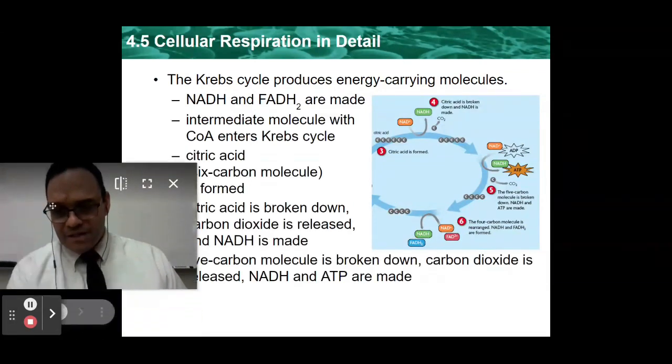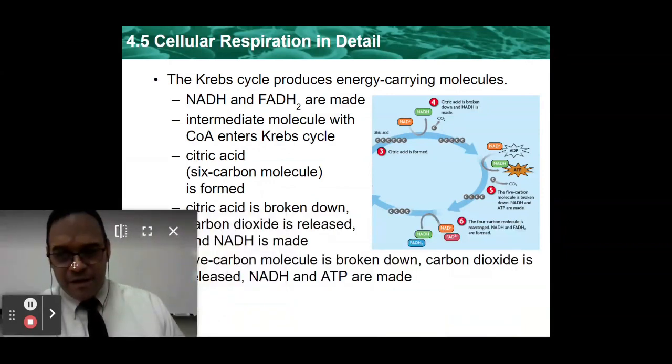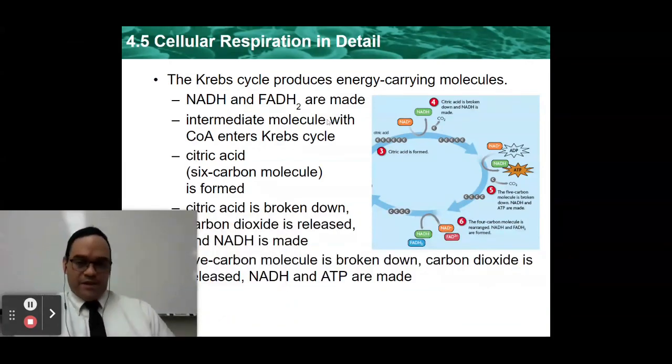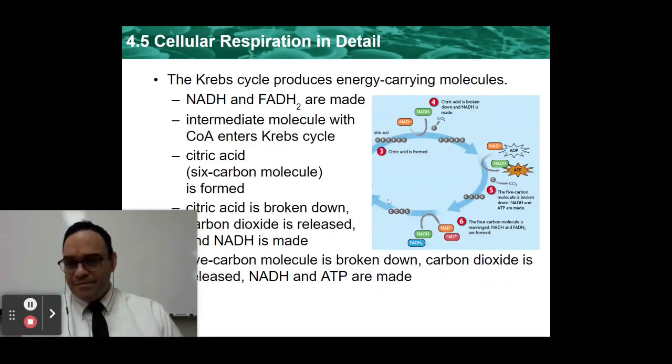Now, some things to bear in mind, okay? NADH and FADH2 are made, and they're the electron carriers. The intermediate stuff with coenzyme A enters the Krebs cycle, and this intermediate's in the middle of that. But I'm not going to ask you the name of this or the name of this or the name of this. Like I'm not interested.